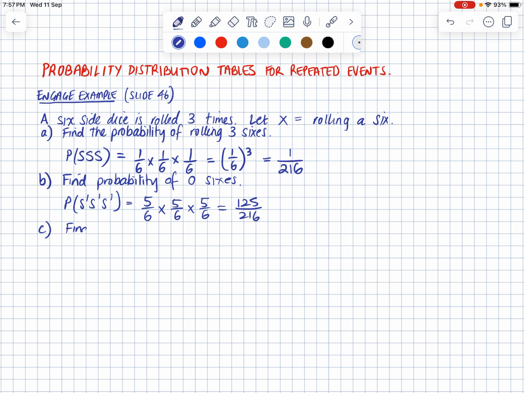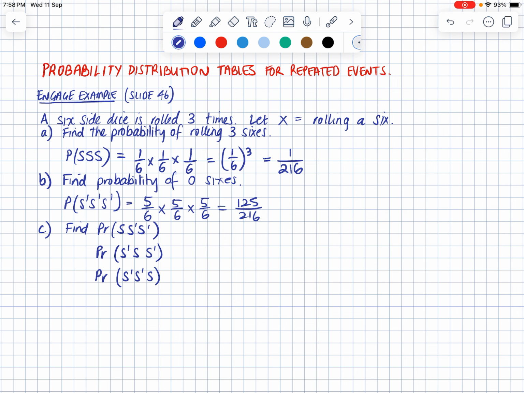Now, if we move to part C, part C says find the probability of rolling one 6. So when I start thinking about this, there's actually 3 ways I could get one 6. So I could have a 6 and then 2 not 6s. I could have a not 6, then a 6, then a not 6. So we've got to start thinking about all of the combinations that we could possibly have. And then I could have not 6, not 6, and a 6 as my third one.